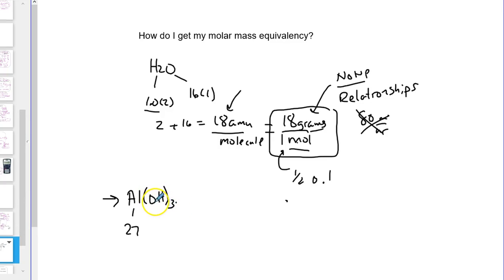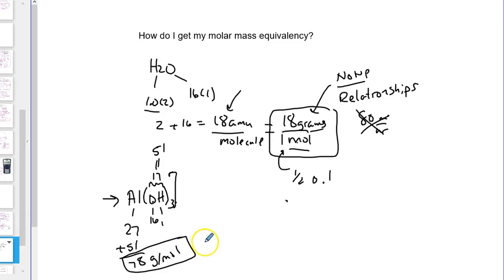I can do 3 times 16 and 3 times 1, and then add them up. Or I could add this whole thing into 1 and then multiply times 3. Let's do that. 16 plus 1 is 17. 17 times 3 equals 51. All of this is 51, and the 27, and that's 78 grams per mole. Now again, that's just my equivalency. I haven't even done anything yet. Okay, let's go to the next page and try some examples with this.